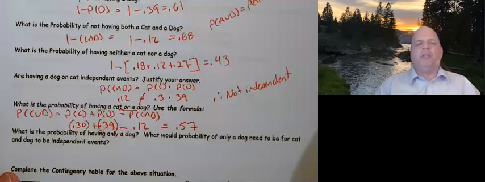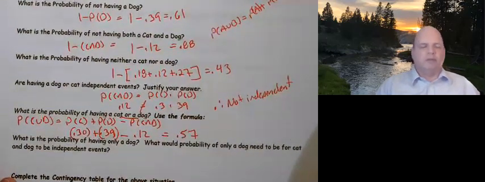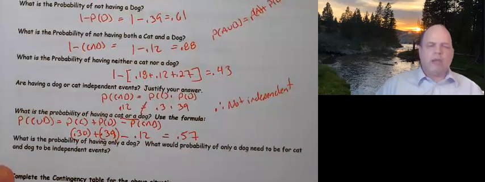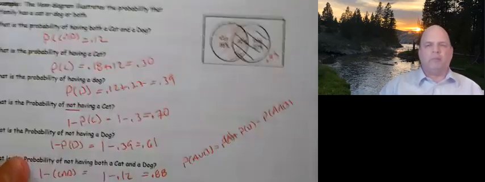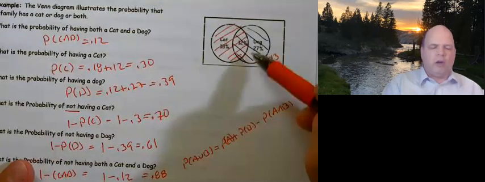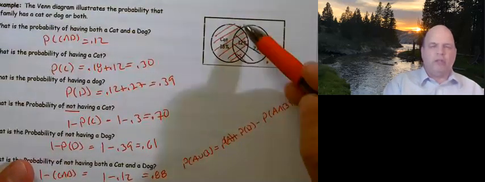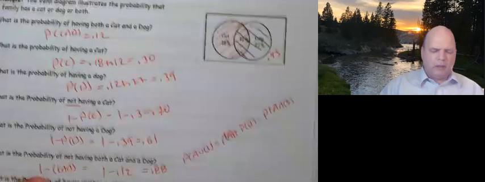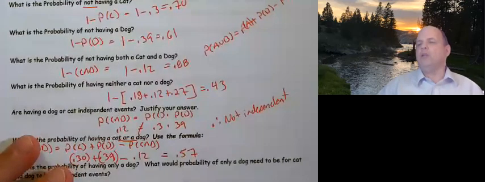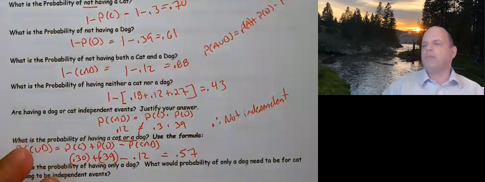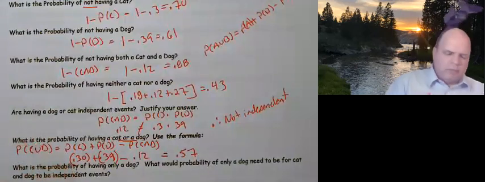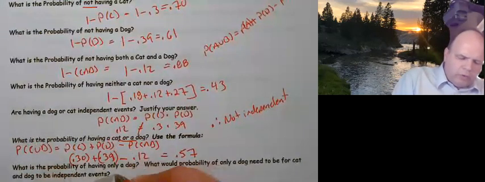What is the probability of having only a dog? All right, having only a dog. Well, if I look at the diagram, the part that's only a dog is the part that doesn't include the red or the cat. So the part of having only a dog is going to be 27%. So this is 0.27.